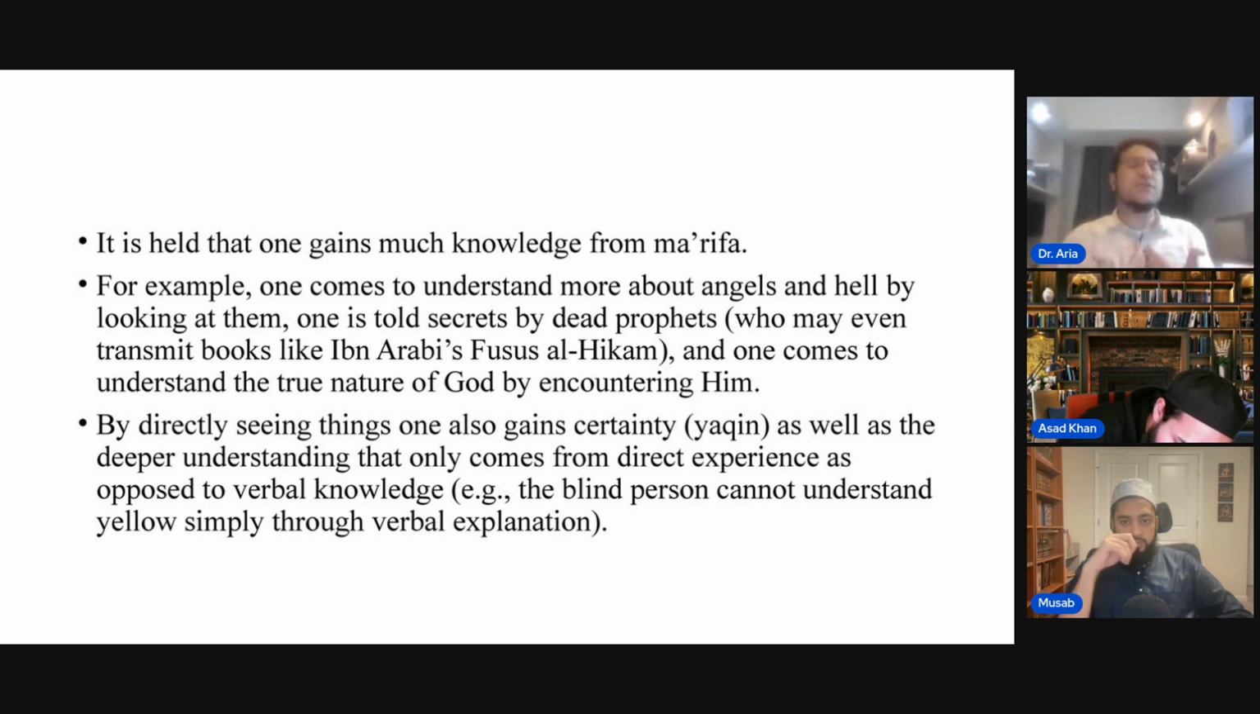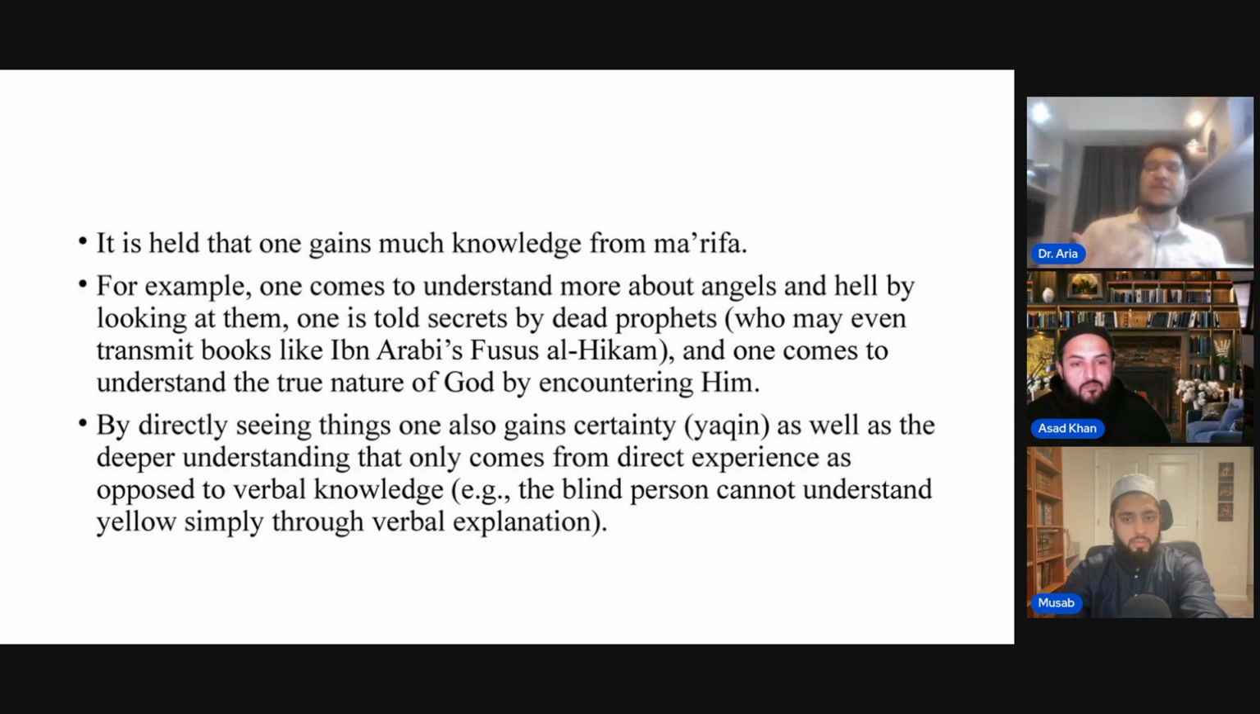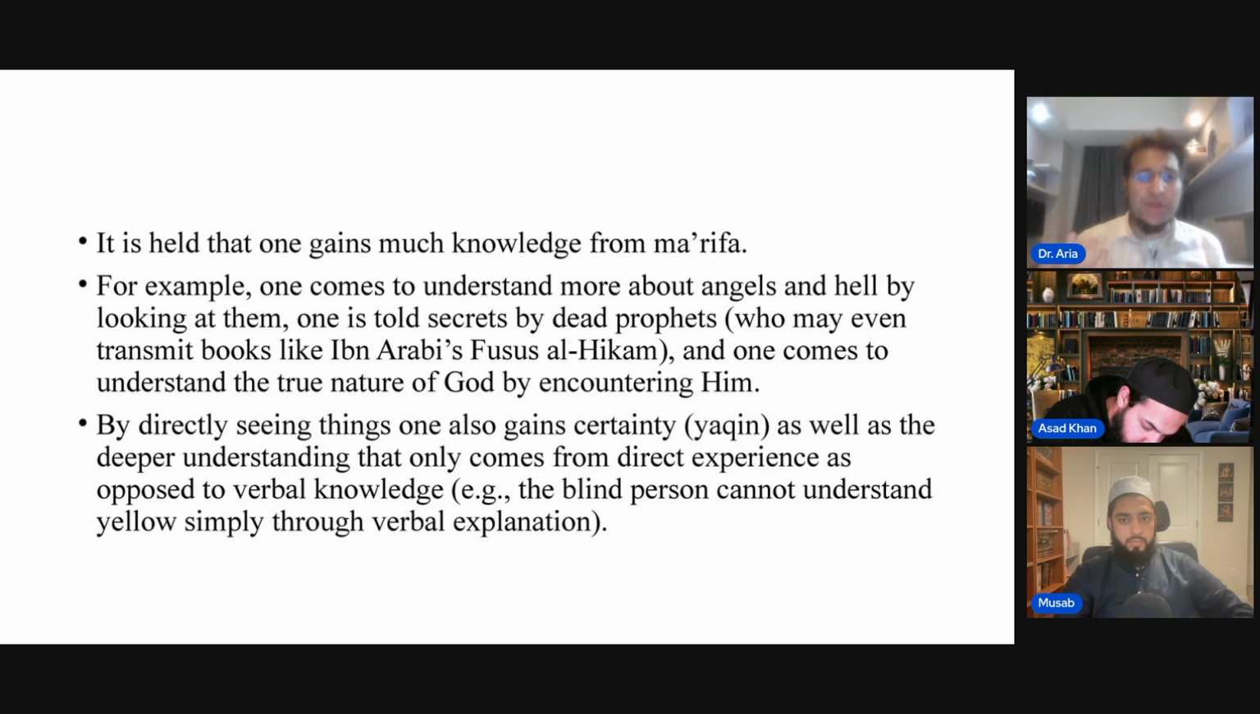You could also come to know the true nature of God by encountering Him in one of these fana type experiences. One of the other things that one gets from directly seeing things and directly encountering them is certainty that they exist. So you get a type of yaqeen. Beyond that, you get a deeper understanding that only comes with direct experience as opposed to verbal knowledge.